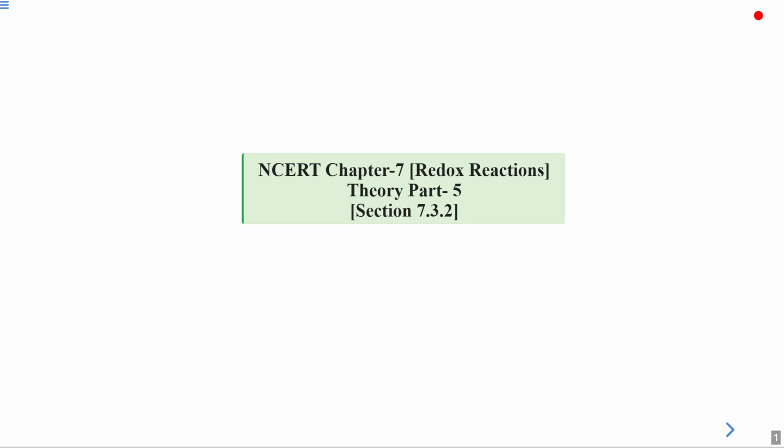Hello students, welcome to today's lecture of NCERT Chapter 7, that is Redox Reactions Theory Part 5. In today's lecture, we are going to cover NCERT section 7.3.2. So now let's start the lecture.